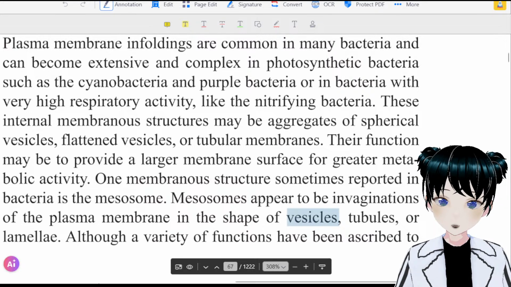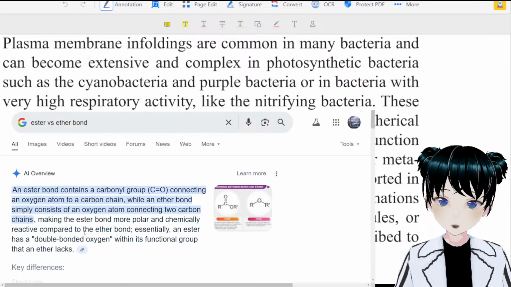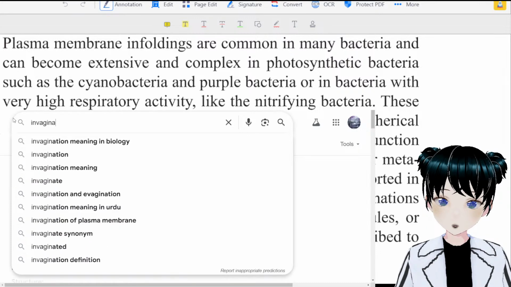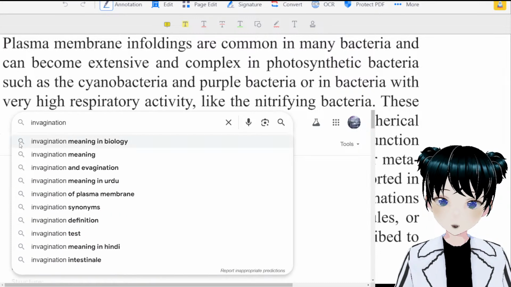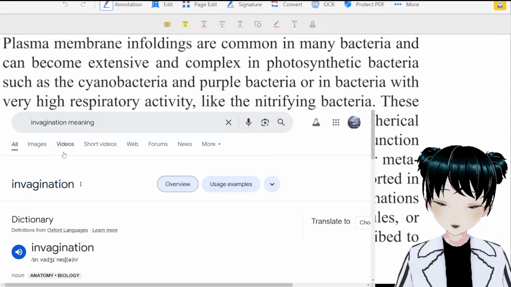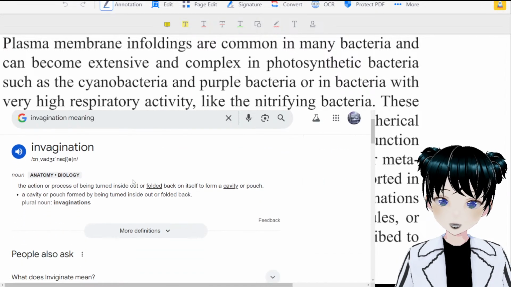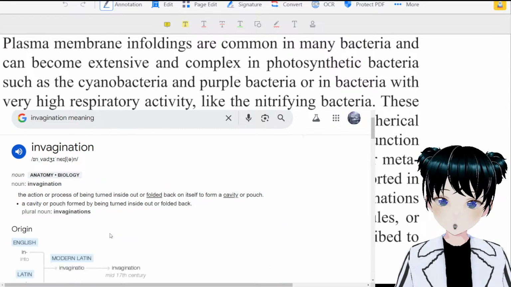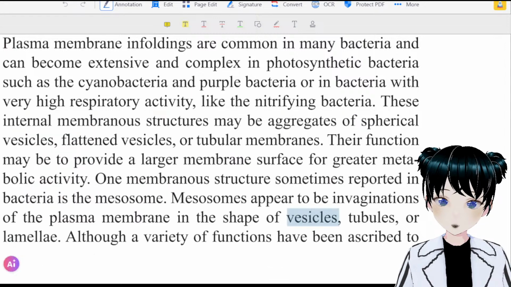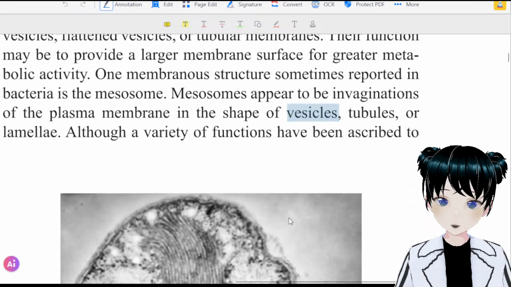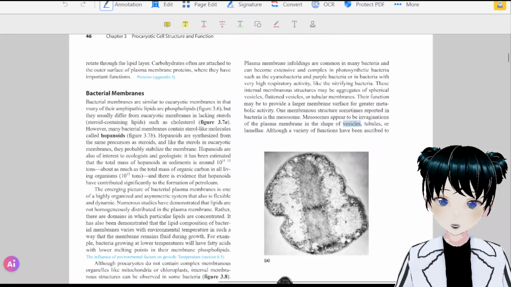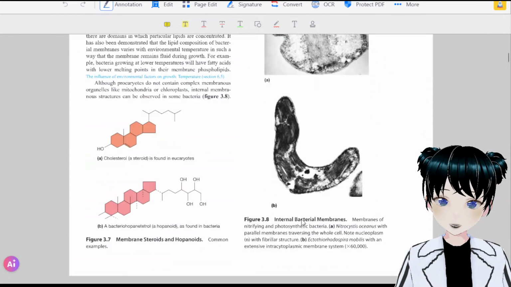Wait, invagination? I have something in my mind I don't want to say. Let me search it. Invagination meaning. Yeah, inside out and folded back on itself to form a cavity or pouch. Guys, my mind is going to, well, let's not say it. I'm a biologist, so I don't have any shame, but let's forget it.